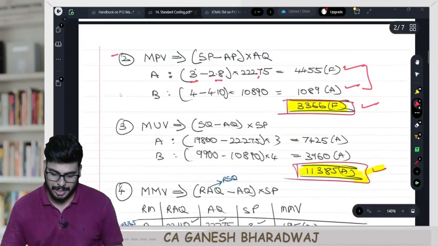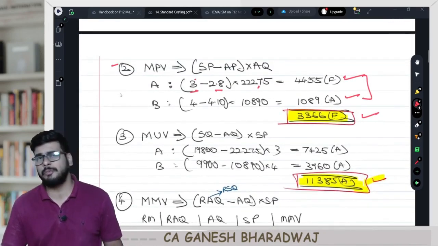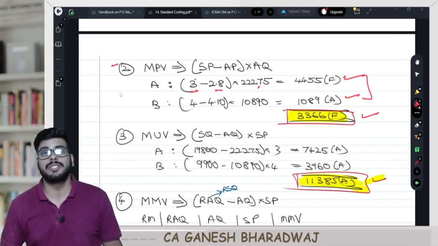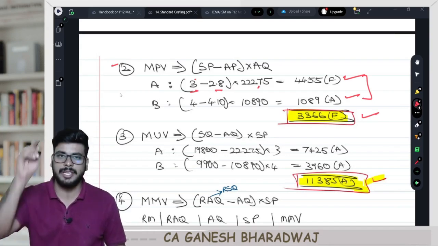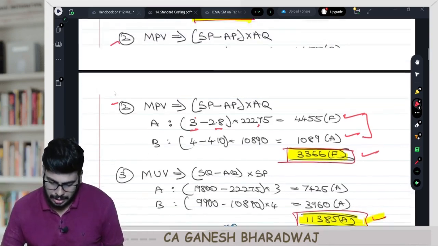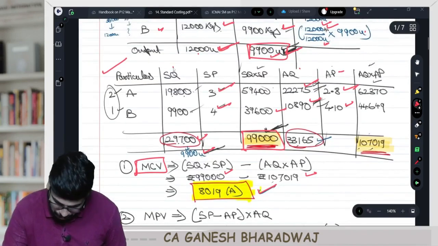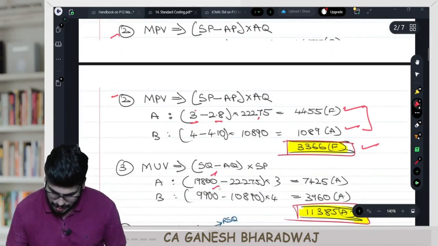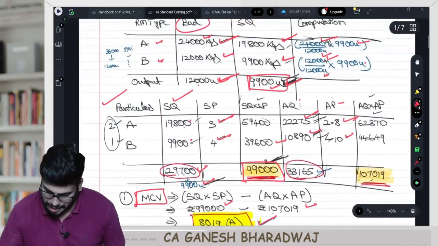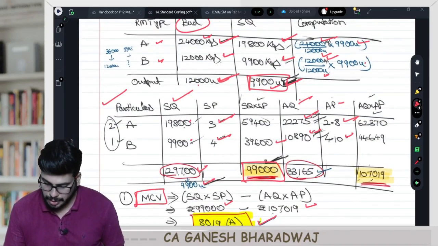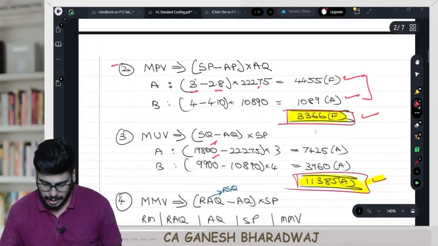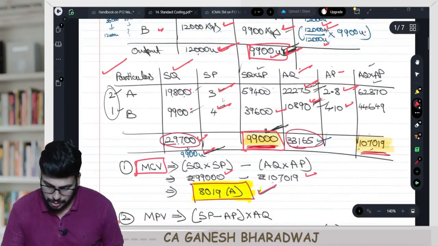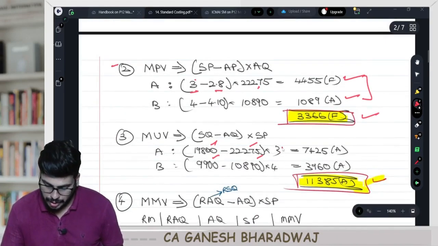Now let's go on to the next one, the usage variance. Formula for usage variance: standard quantity minus actual quantity into standard price. Who is the responsible guy? You guys know it. The production manager. Now standard quantity, you can pick this up from this table: 19,800 and 9,900. Actual quantity, you can pick it up from here: 22,275 and 10,890, into standard price, which is 3 and 4 respectively. You can just get these figures.